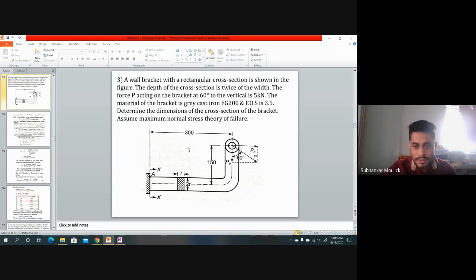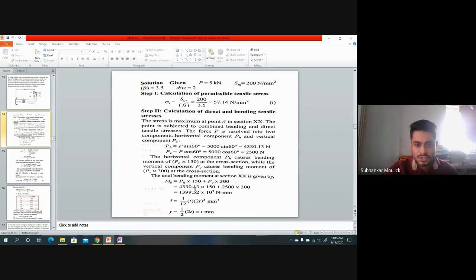So it will be PH into 150 plus PV into 300, because the load PV into 300 is also creating a hogging bending moment like this. PH and PV you have already calculated. You put the values of PH and PV in this equation, and you will get the value of bending moment MB, and that is coming out to be 1399.52 into 10 to the power 3 Newton millimeter.